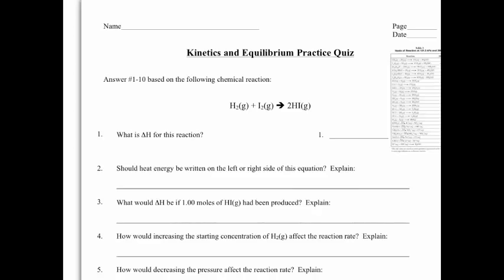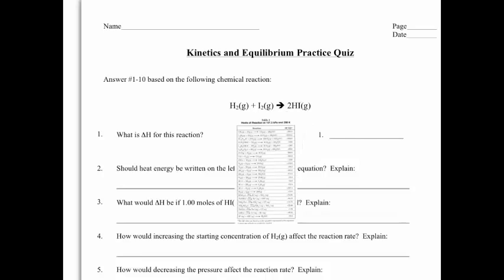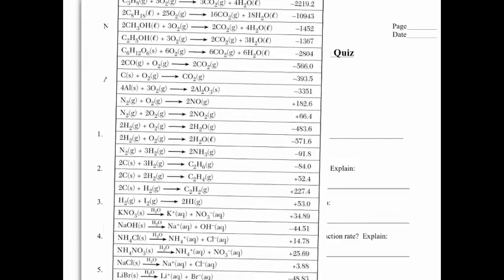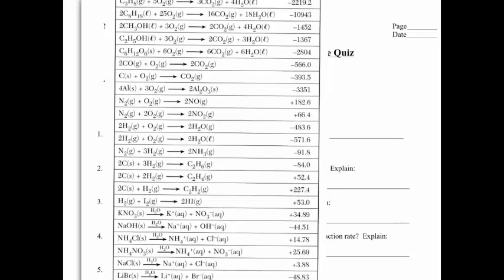For question number 1, we need to look up delta H for the reaction given, keeping in mind that if the reaction is opposite, meaning the reactants and products are flipped from table I, you're going to change the sign on delta H. For our reaction though, you can actually find it right down here. You can see that. And our delta H is positive 53.0 kilojoules.